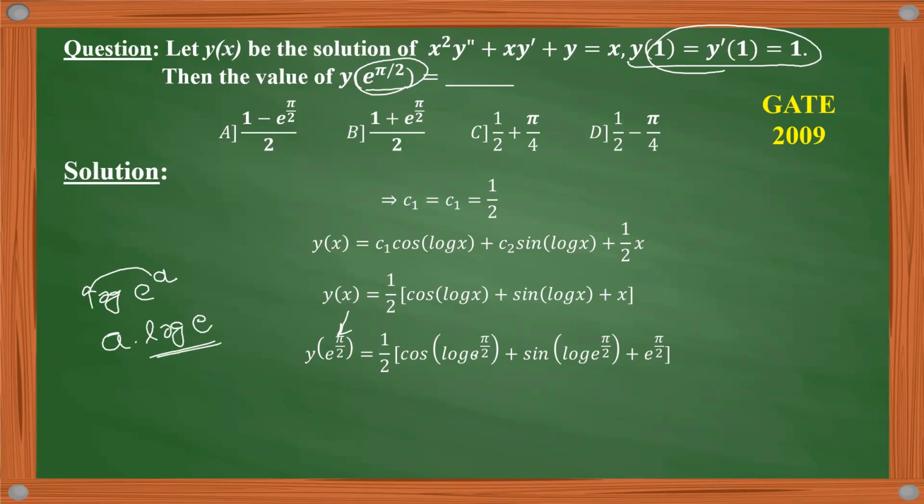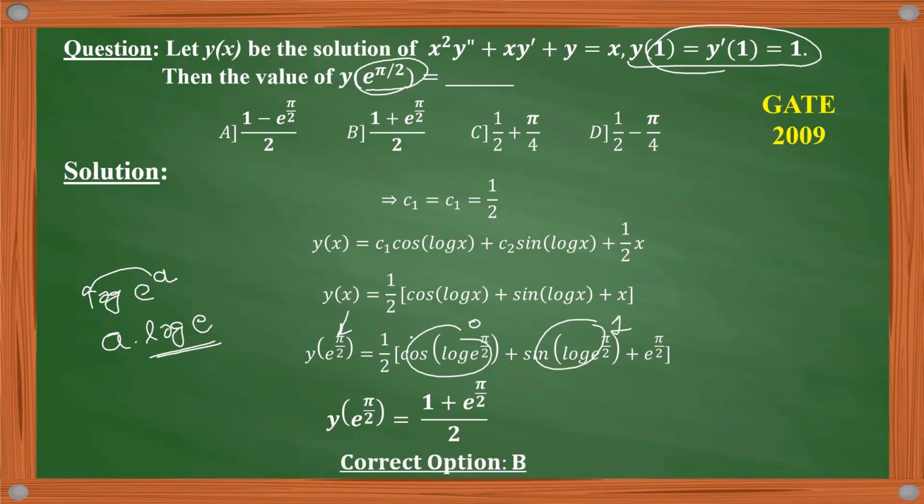So it will be cos pi by 2. So cos pi by 2 is 0 and sin pi by 2 is again 1. So our final solution will be 1. Okay, so this term will be 0. This term will be 1. So it is 1 plus e raised to pi by 2 divided by 2. Okay, so our correct option is option number 3.